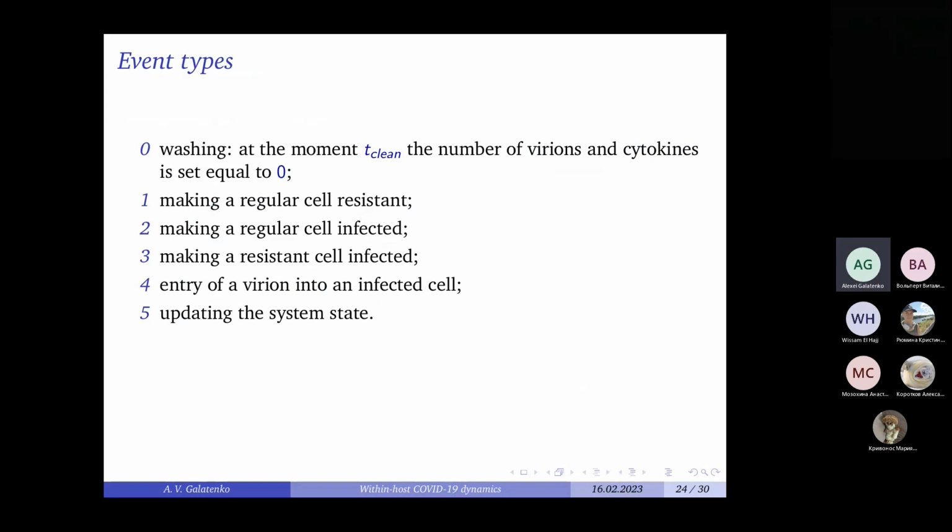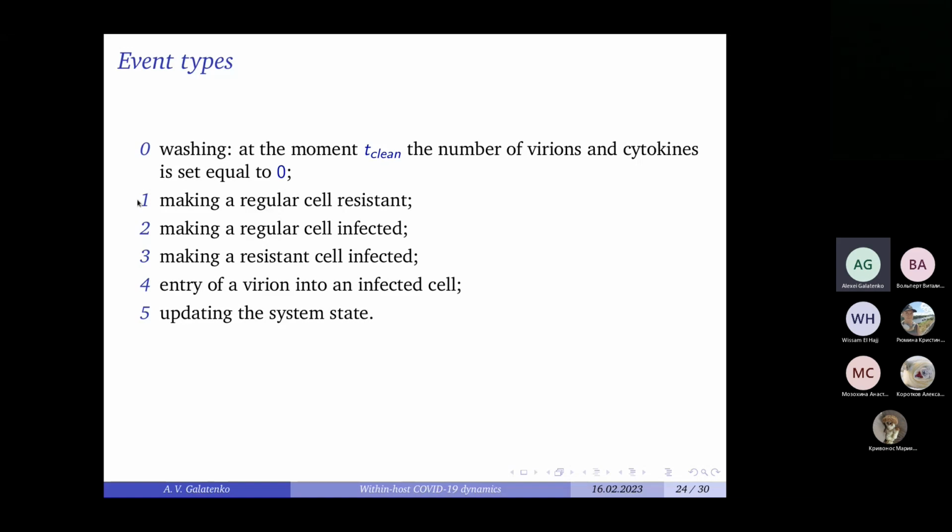There are 5 regular types of events and 1 outstanding event. The outstanding event, the event of type 0, is washing. At the time moment T sub clean, the number of virions and the number of cytokines is set equal to 0. Everything is washed away from the media.